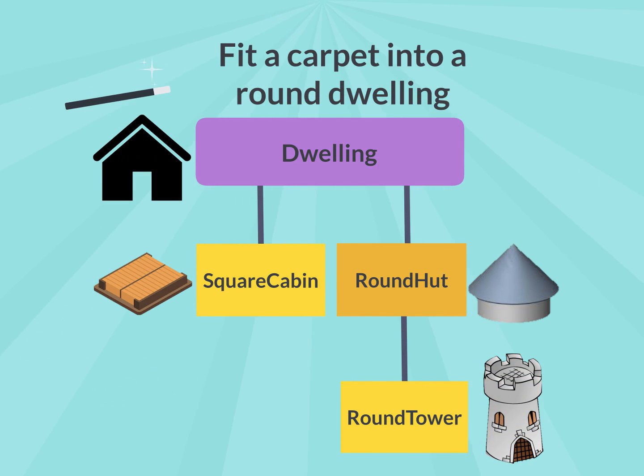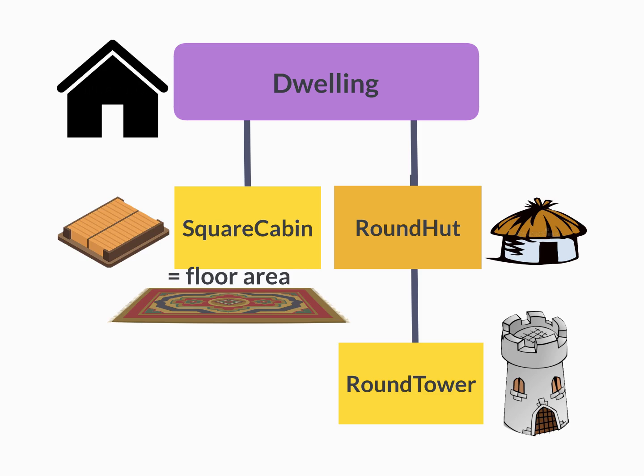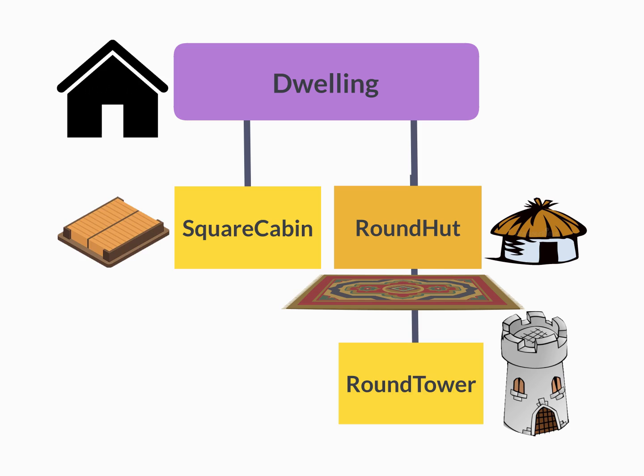Fit a carpet into a round dwelling. Let's say you need to know what size carpet to get for your round hut or round tower. For square cabin, the maximum carpet size is the same as the floor area calculated from the length, so no additional calculations are required. Put the corresponding function in RoundHut to make it available to all round houses.